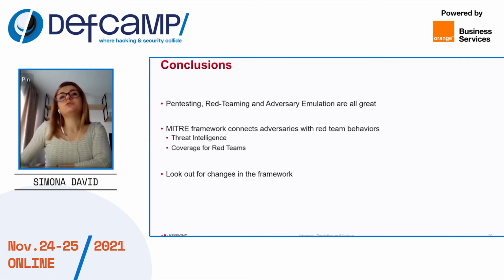Now for the conclusions. Pen testing, red teaming, and adversary emulation are all great. It just depends on what your goals are. Some governing authorities require pen testing, such as SOX and HIPAA. I recently read a blog post where the author compared penetration testers to pirates and red teams to ninjas, and I think this is very accurate. Each is useful in certain situations, and you wouldn't want one to perform the actions of the other.